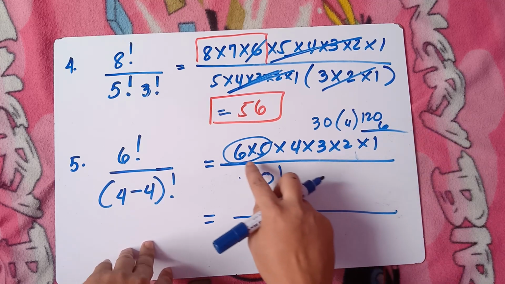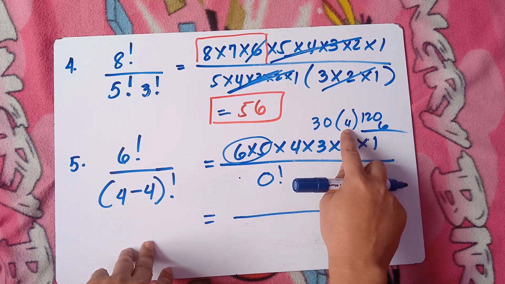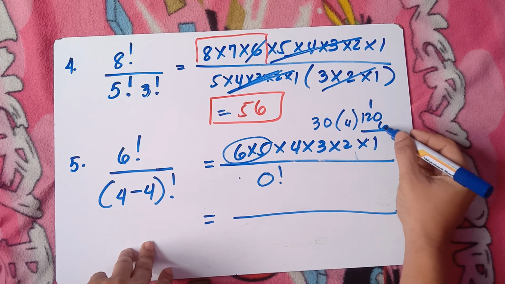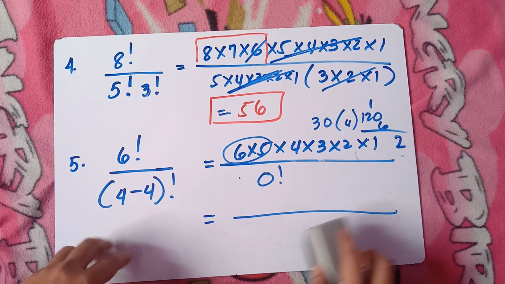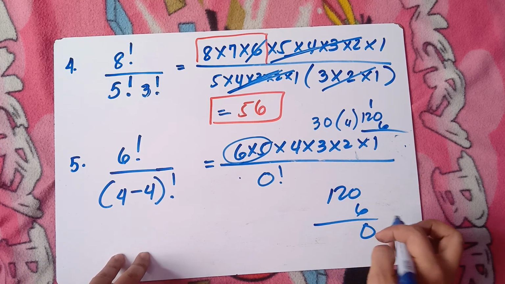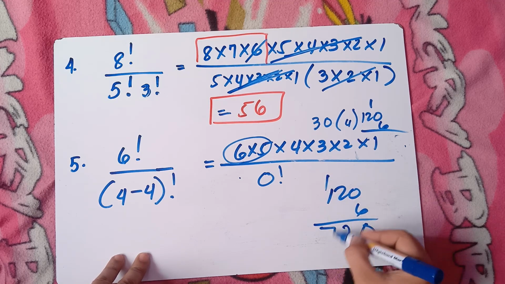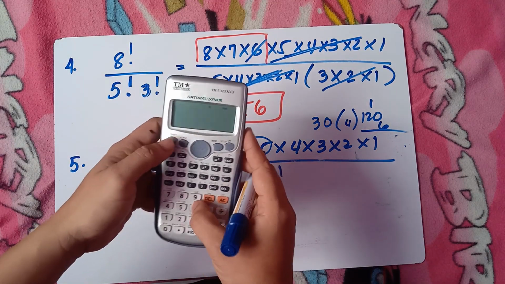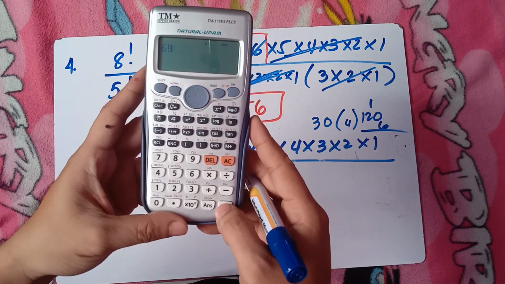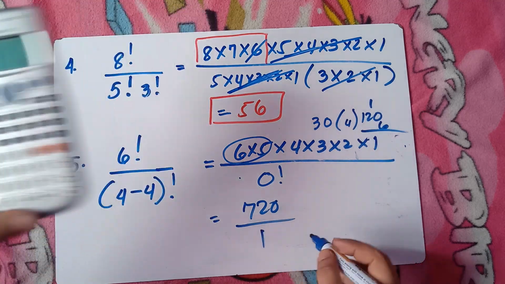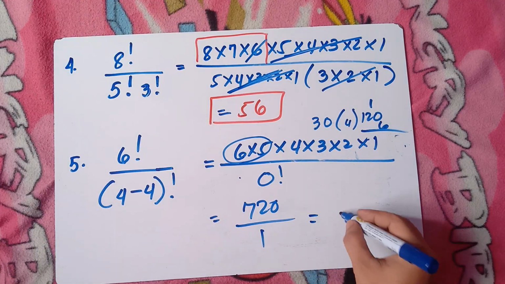Okay. So we have 6 times 5 is 30. Times 4, that's 120. Times 3 times 2 is 6. 120 times 6. Let me just multiply that. 120 times 6, 0. I think this is 720. 6 times 2 is 12. Carry 1. 6, 720. Or you can actually use the calculator. This is 6 factorial. So 6 factorial is 720. So this is 720 and 0 factorial is 1. So 720 divided by 1, that is 720.